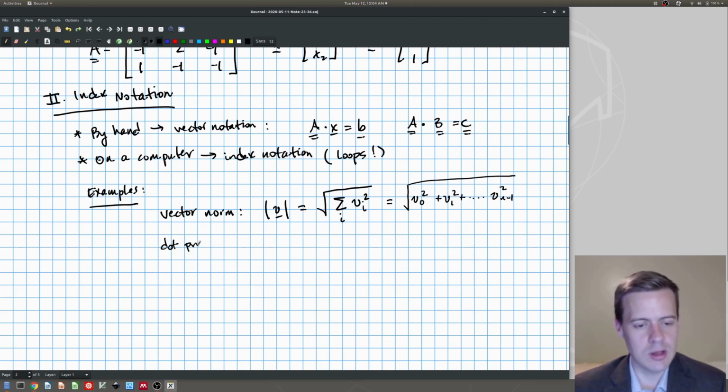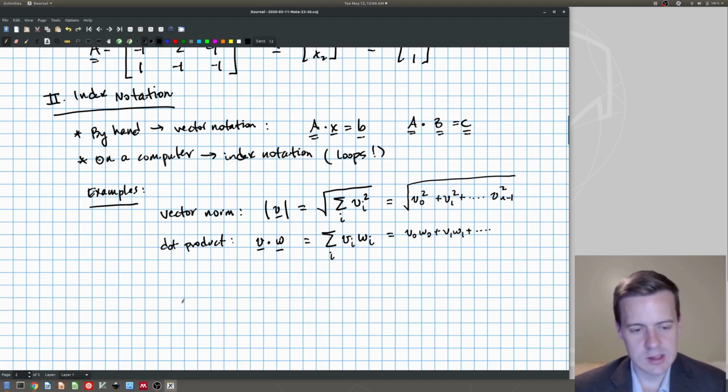Here's the dot product. The dot product is v dot w here. So what is that in index notation? See if you can pause the video for a second and guess what it's going to be. What it is, I'm going to have the sum over i of v i times w i. Because remember, for the dot product I take the product of the two and sum them up. So that's going to be v0 w0 plus v1 w1 plus etc. You get that.